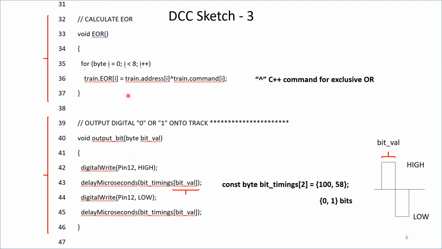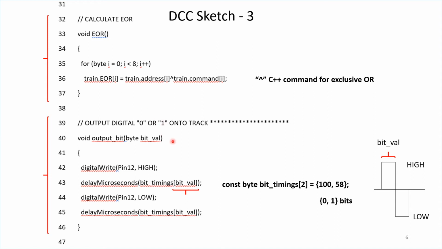Exclusive OR. In C++, there's a command which works out exclusive OR. It's the hat command. So from bits i equals 0 to 7, 8 bits in total, train.eor bit 0 is train.address bit 0 exclusive OR train.command bit 0. And I do this through each of the bits, and this calculates the value for the error check at the end and inserts it into the packet.